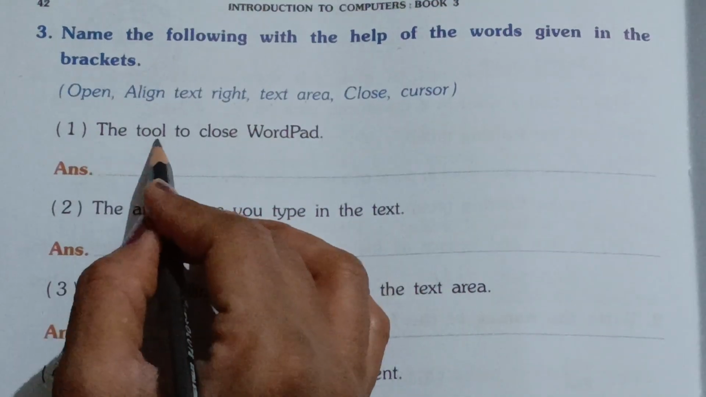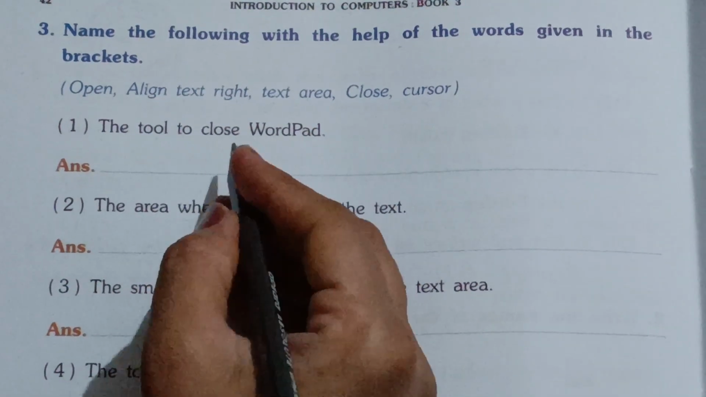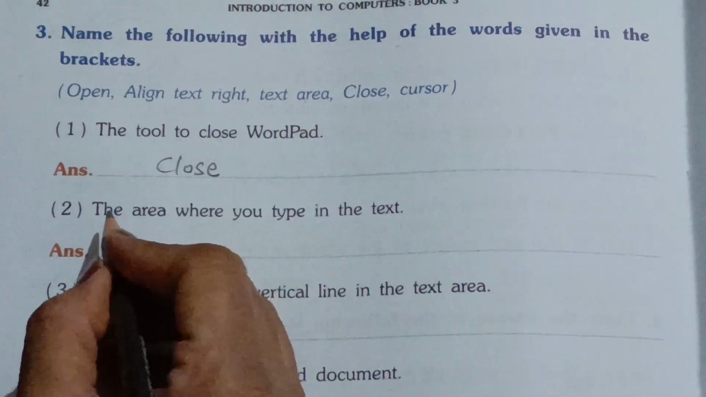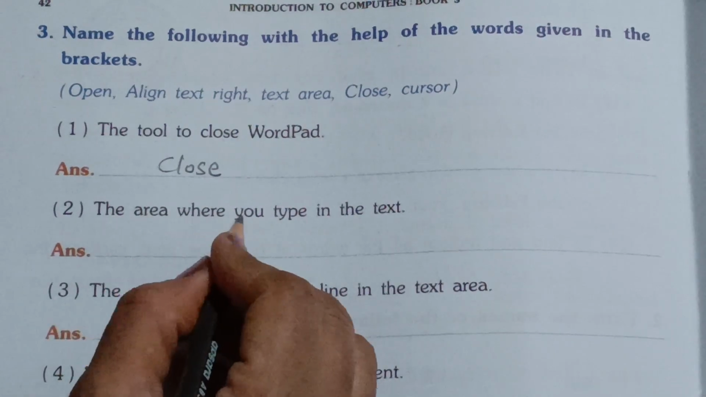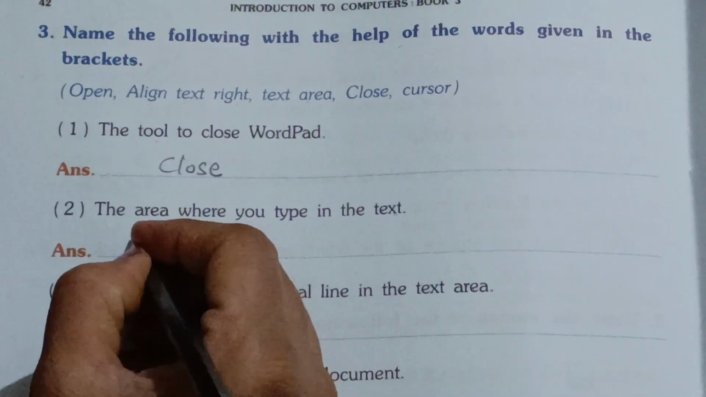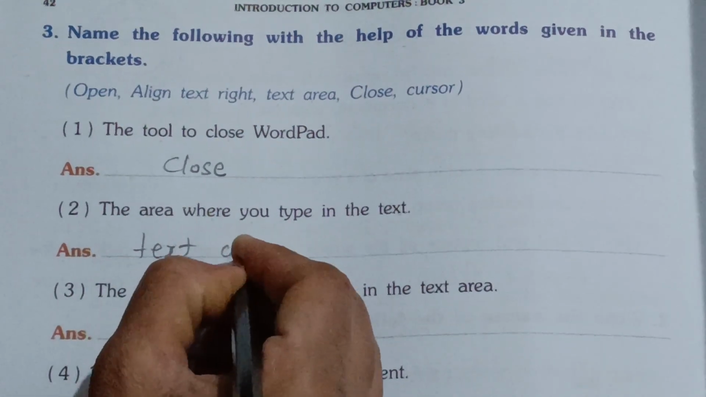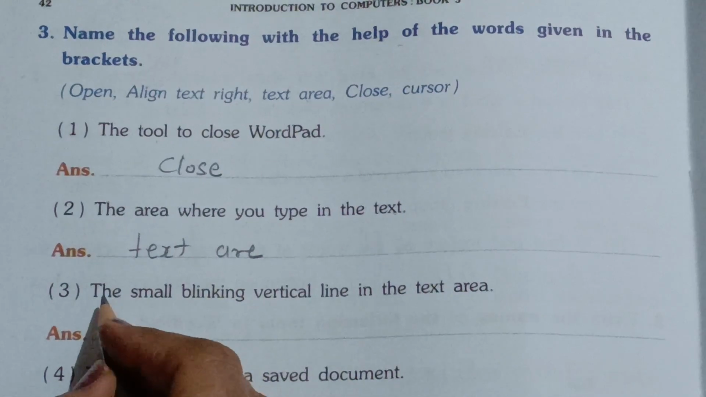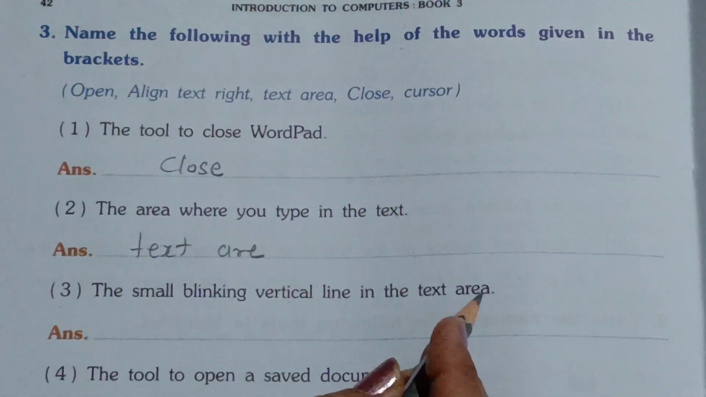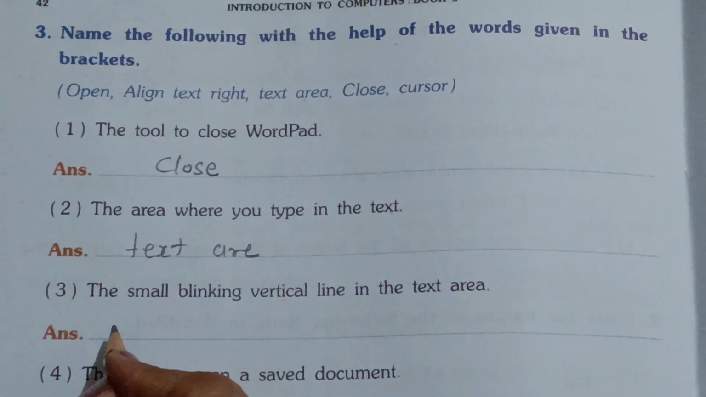First hai the tool to close WordPad, to answer aayega close. Now second, the area where you type in the text, to answer aayega text area. Now third, the small blinking vertical line in the text area. The answer aayega cursor.